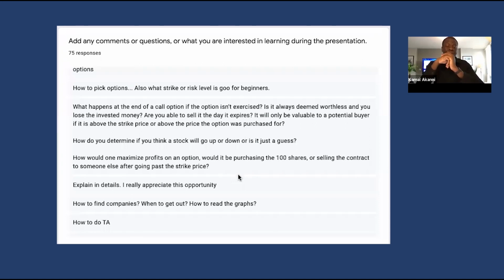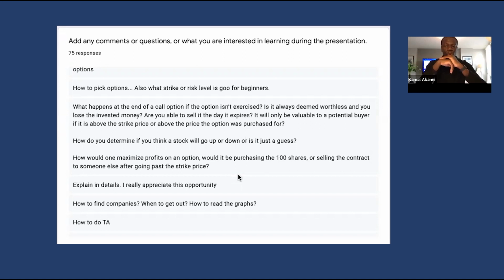So you really don't want to exercise your options contract. There are very rare chances where you may have to exercise it, but 90 out of 100 or 99 out of 100, you never want to exercise your options. So I'll try to skip that question.